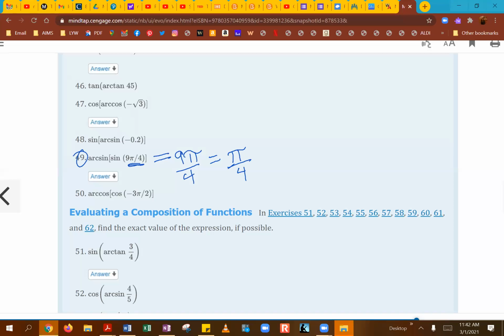So you can just see how you kind of have to visualize this either using the unit circle, or you can try and do this by using coterminal angles and that kind of thing.